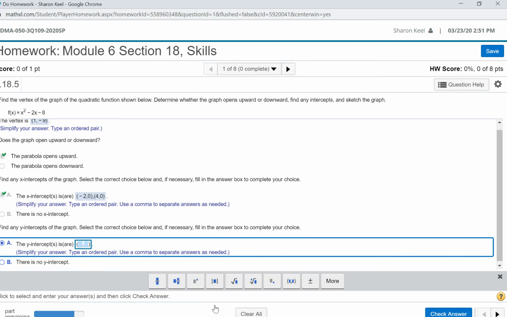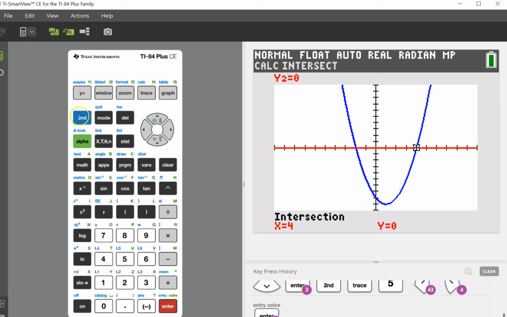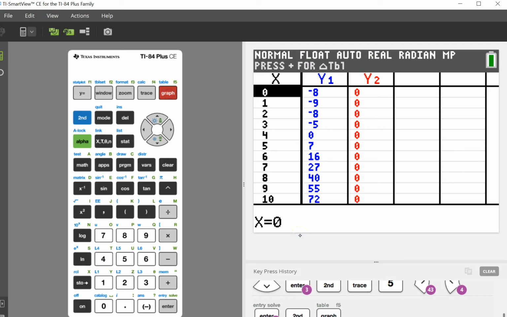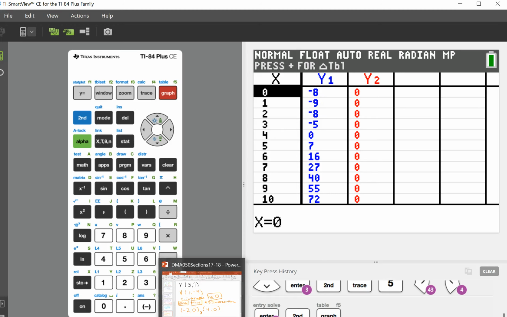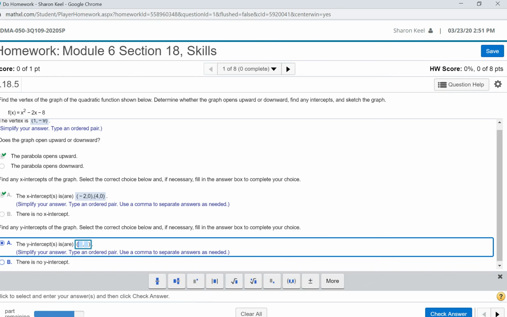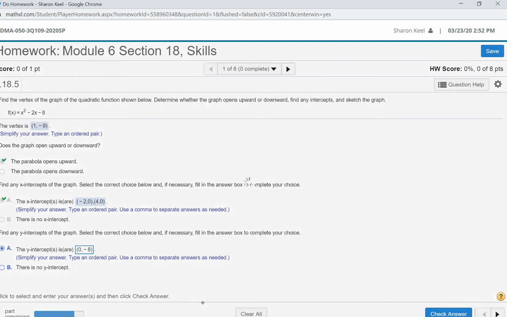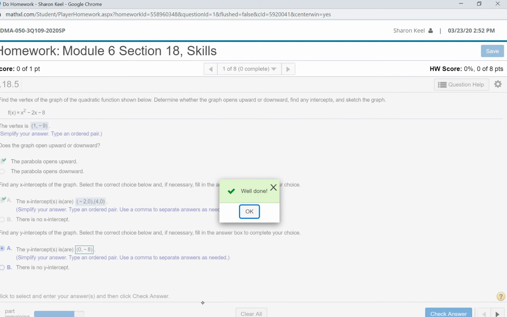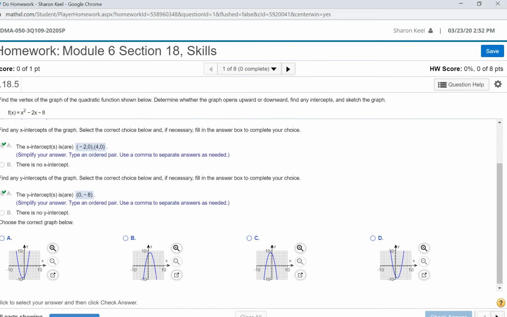For the y-intercept, back here on the calculator, we're just going to do second table. And you see all of these ordered pairs? What we're looking for is when x is 0, the number in the column y1, 0, -8 is our y-intercept. So here I'm going to have the ordered pair 0, -8. So we just did second table, and that gives us our ordered pair.